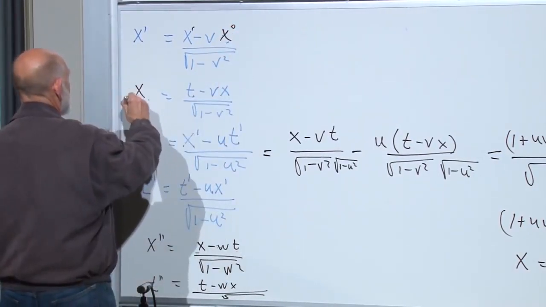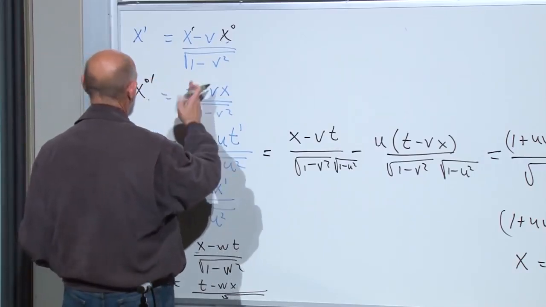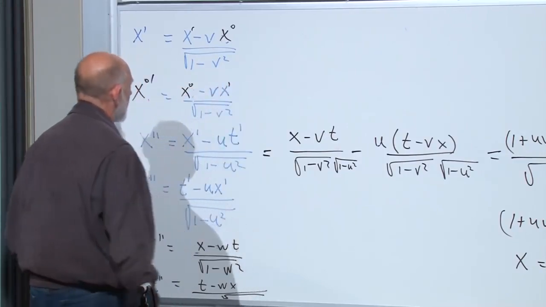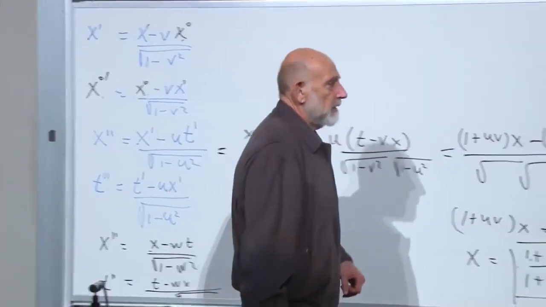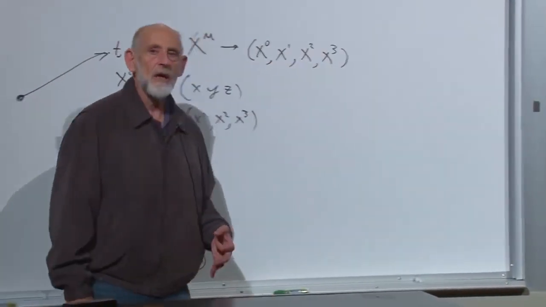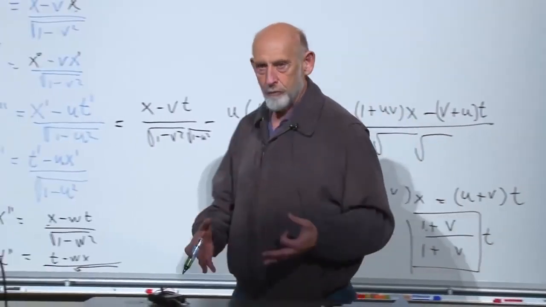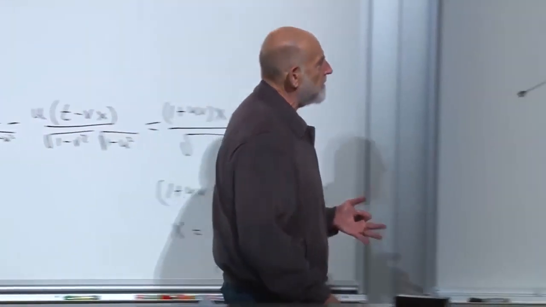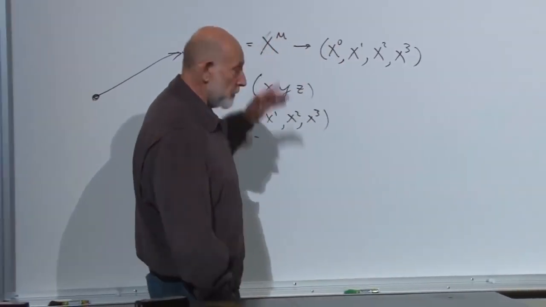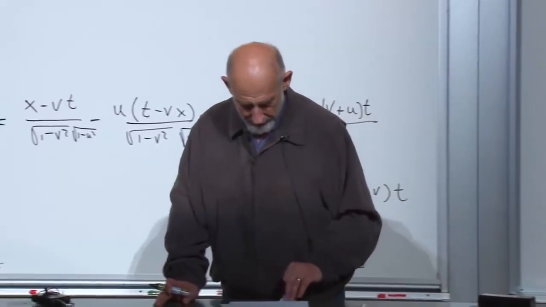X prime naught, x naught prime, is equal to x naught minus vx1, and so forth. And there's no content to this. It's just a way of organizing the components of a 4-vector by calling them all by the same name and giving them an index mu. So we'll use that just to make formulas nice and simple.